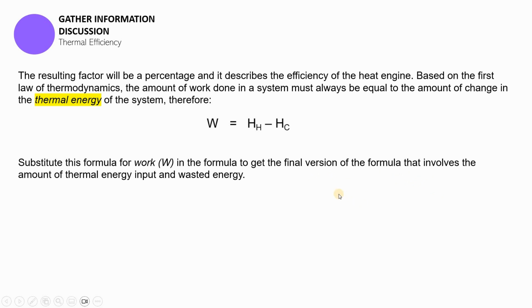Kasi may mga times na yung work hindi naman binibigay. Ang binibigay lang yung H sub H and H sub C. So in that case, yung W gets replaced by them. Okay, so it's gonna be H sub H minus H sub C divided by H sub H, and that's multiplied by 100.